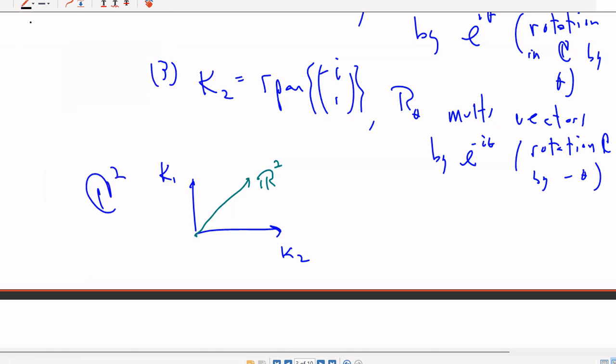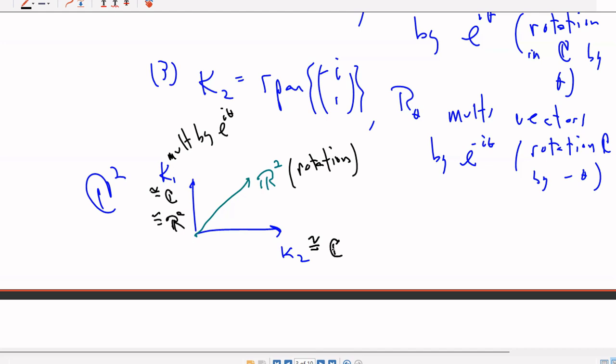So in R2, we get rotation. Here we get multiplication by... right, I think that's a better term. If you look at that little... and this is isomorphic to C, which is isomorphic in a certain sense to R2, if you want to look at that. And this is isomorphic also to C. It's a one-dimensional subspace, which is really isomorphic to R2 geometrically.